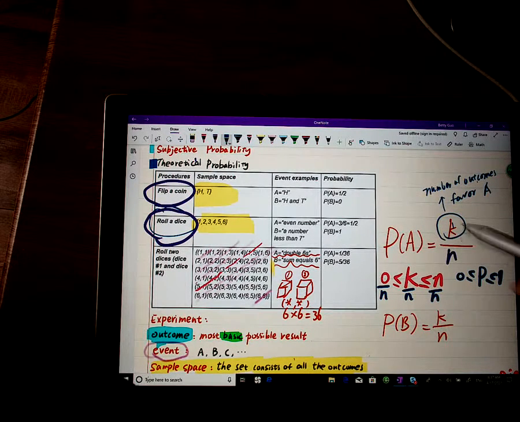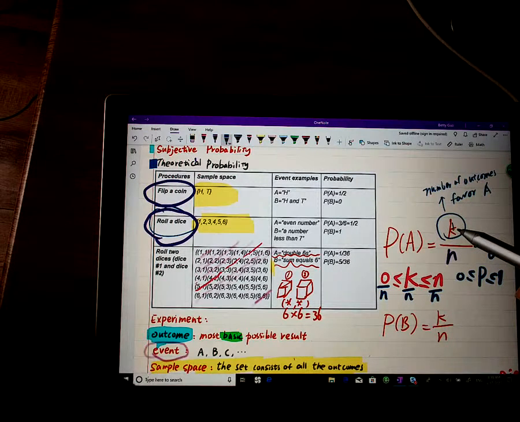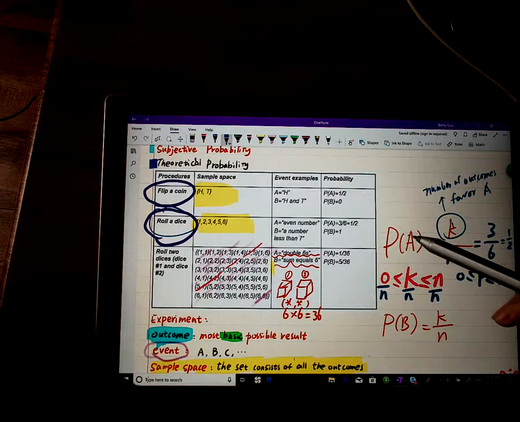P of A, by the definition, equals K over N. N is 6, right? Total number of outcomes in the sample space. Among the 6 outcomes, how many of them favor the result that you get an even number? 3 of them. 2, 4, 6. So 3 over 6, reduce it, you get 1/2. Think about you roll a die. You either get an even number, or you get an odd number, and equally likely. So that's consistent with our common sense again, right? Probability of getting an even number is a half, 3 over 6.